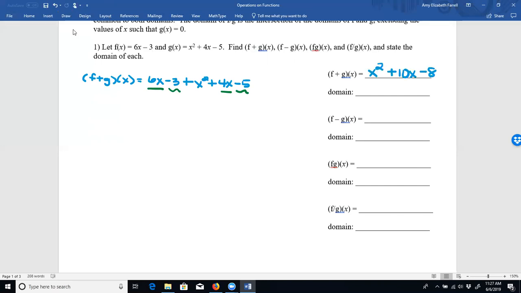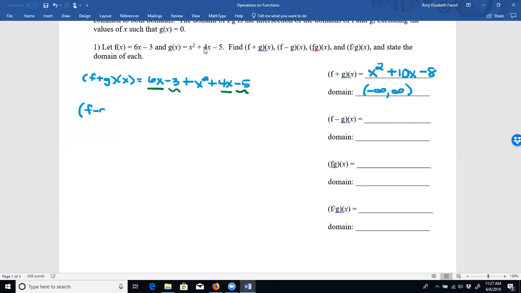Now, polynomial functions, the domain of polynomial functions, it's all real numbers. There are no restrictions on what we can plug in for x into f of x and into g of x. So with the domain of f being all real numbers and the domain of g being all real numbers, the domain of f plus g is just going to be all real numbers. So we can write out all real numbers, or if you want to write interval notation, it would be negative infinity to infinity, or all real numbers.